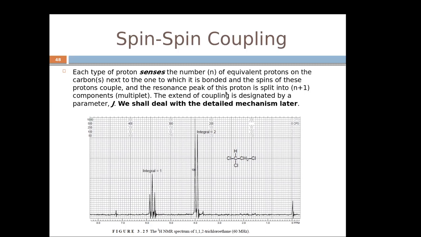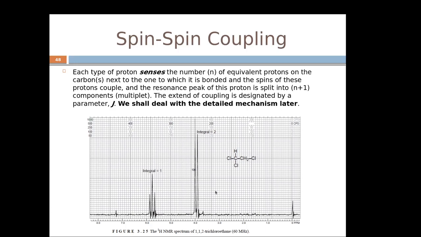This is called spin-spin coupling, where during this interaction the nuclear spin state of our proton, or set of chemically equivalent protons, couples with the nuclear spin states of the chemically equivalent protons on adjacent carbons. The extent of this interaction or coupling is normally measured by a parameter called the spin-spin coupling constant, which is represented as capital J. We shall see how this spin-spin coupling happens in detail later.